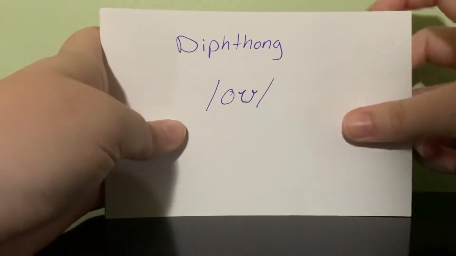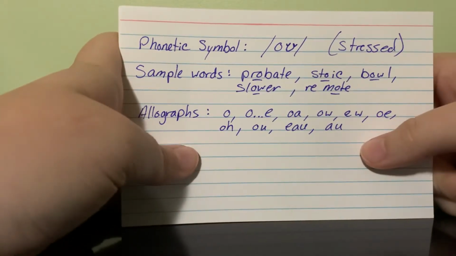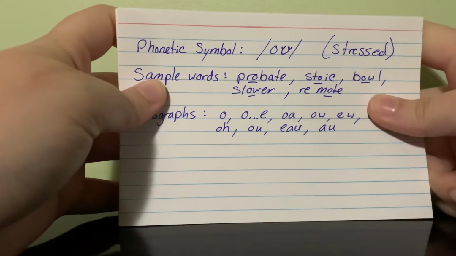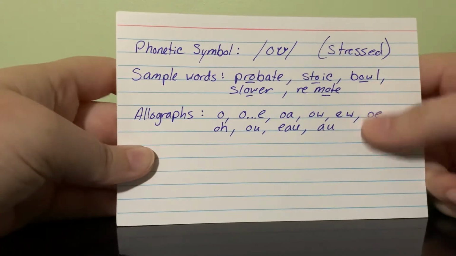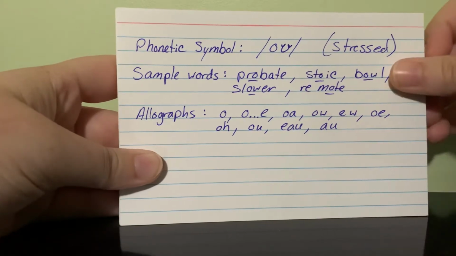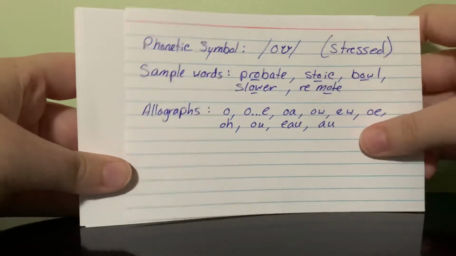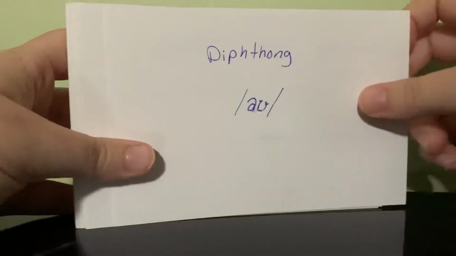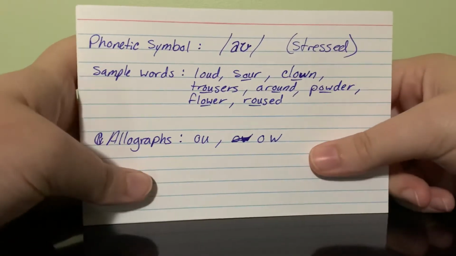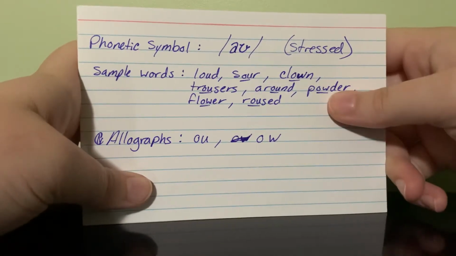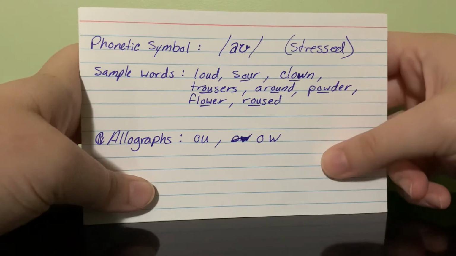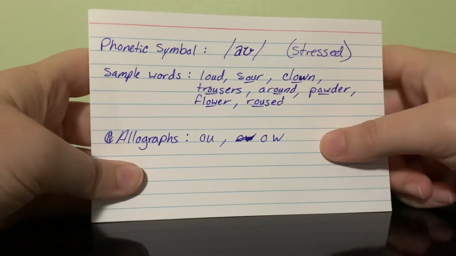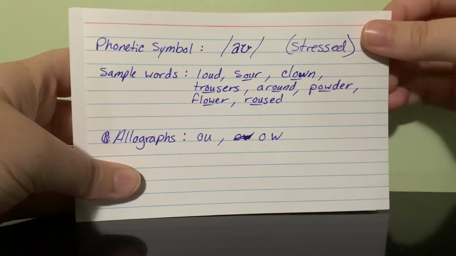Next diphthong is the O and then the upsilon, which makes the O sound, just the sound of an O. It's stressed syllable placement in words such as probate, stoic, bowl, remote, slower. And then the various allographs here at the bottom listed to show the different words or ways that it could show up in a word. I believe this is the last diphthong, and it's the A and then upsilon. And it makes the ow sound in stressed syllable placement in words such as loud, sour, clown, flower, around, powder. And then the allographs here listed at the bottom that it could show up as in a specific word.